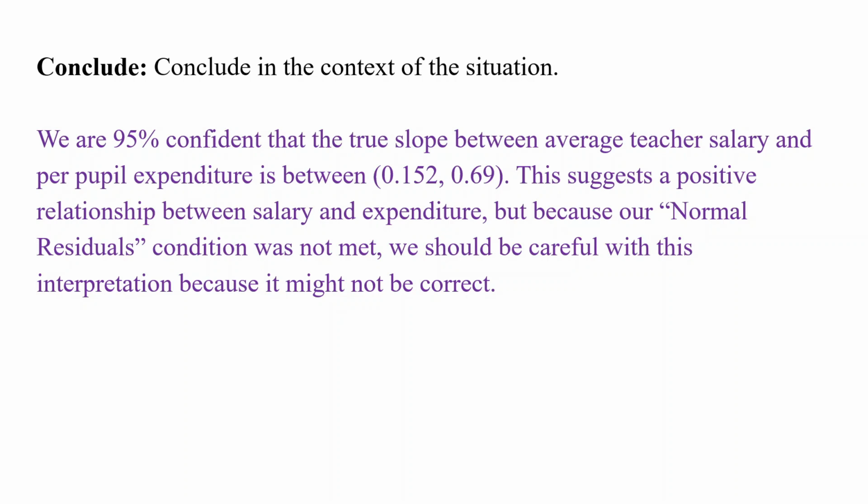I also wanted to conclude and say that because our normal residuals condition was not met, we should be careful with this interpretation because it might not be correct. And that's what we want to say if we do find that one of our conditions has not been met. We draw attention to it, we calculate, conclude, all of that. And then in part of that conclusion, we want to redraw attention to it and say that condition was not met, so this conclusion might be incorrect.